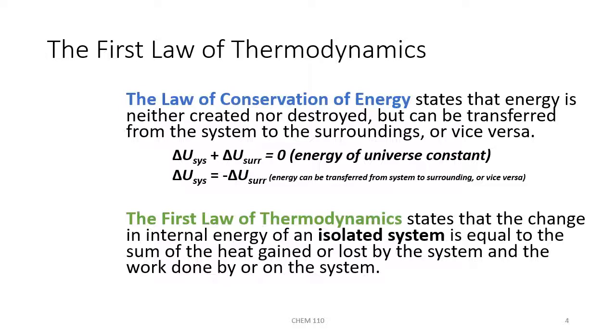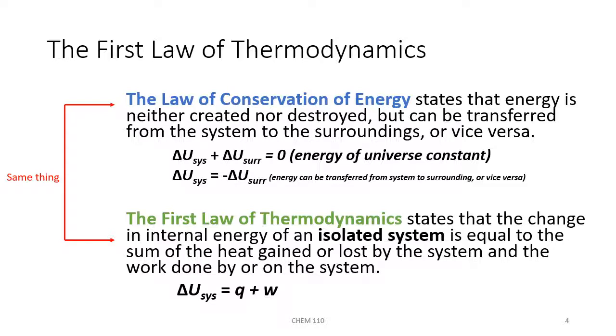The first law of thermodynamics essentially tells us the same thing, but it's rewritten in order to discuss the heat and work changes. The first law of thermodynamics states that the change in internal energy of an isolated system is equal to the sum of the heat gained or lost by the system and the work done on or by the system. Therefore, the internal energy of the system, or delta U of the system, is equal to Q plus W. Both of these things, the law of conservation of energy and the first law of thermodynamics, are essentially saying the same thing, but in two different ways.